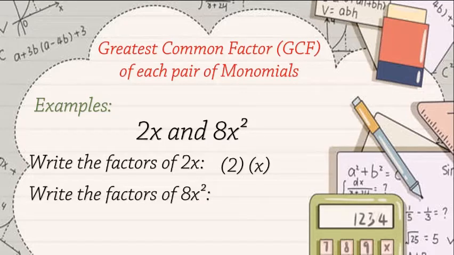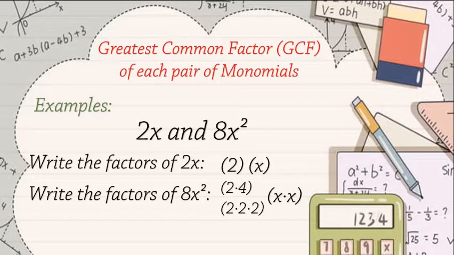Next one, write the factors of 8x squared. Come to think of the factors of 8. The first thing that we are going to think is 2 and 4. But is 4 not factorable anymore? It is. So it will become 2 multiplied by 2 multiplied by 2. And how about the factors of x squared? It is simply x multiplied by x.